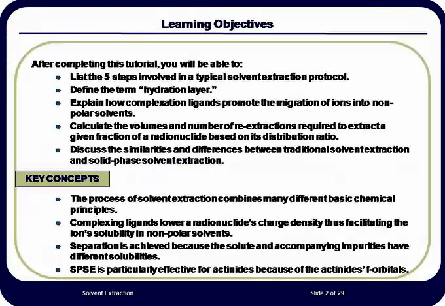The key concepts identified in this tutorial are: solvent extraction involves many different basic chemical principles. The charge density of a radionuclide and its hydration sphere will be lowered when ligands are used that can complex with the radionuclide being determined. The lowering of the charge density allows for extraction into nonpolar solvents. And the separation of the radionuclide of interest and contaminants, both radioactive and stable, can be achieved by selective chemical conditions creating differences in solubility.